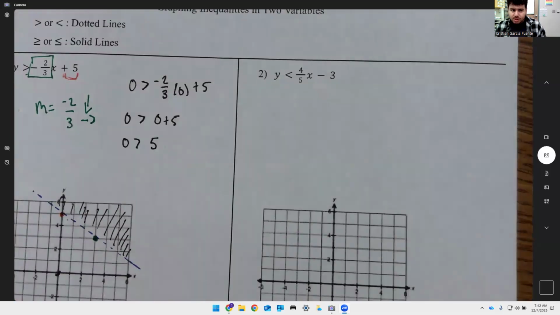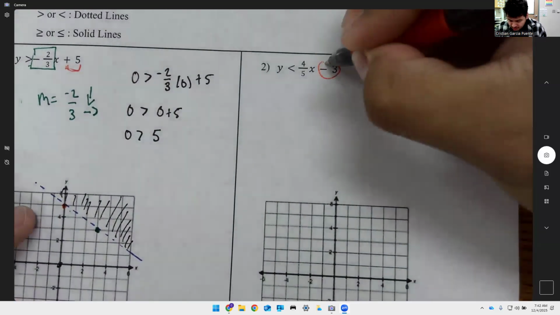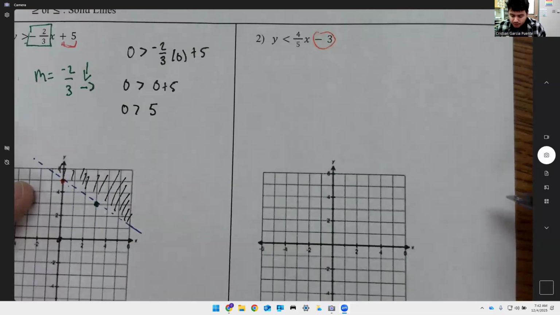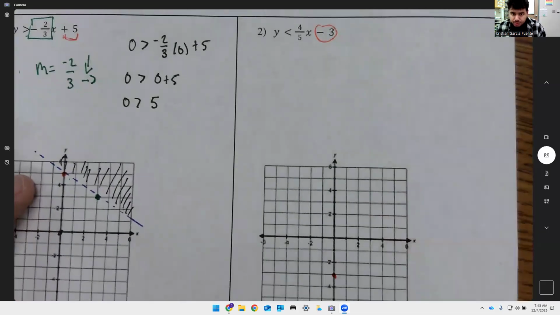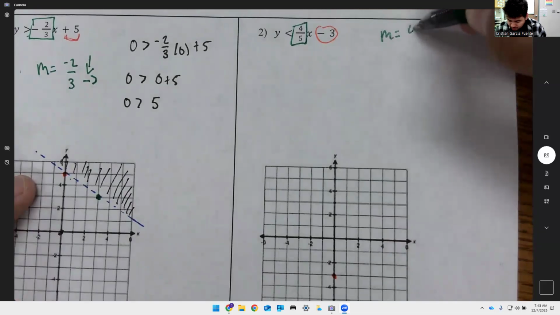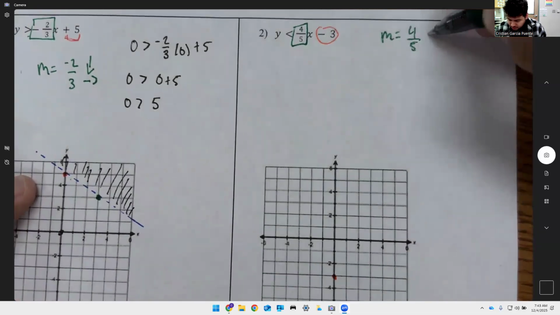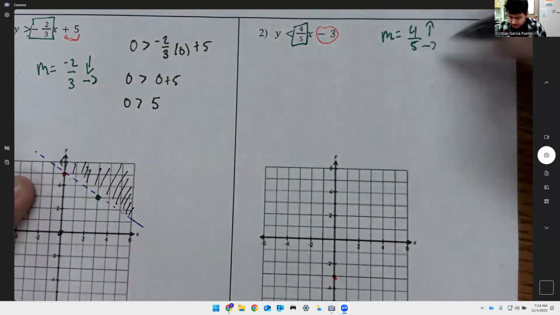All right, so for this next one, again, do the same thing. The -3 right here, this is what you're gonna be starting on the y-axis. So go -3 and put your point. Now, over here, the 4 over 5, that's your slope, that's your m. So your m is equal to 4 over 5. So the 4 is how much you're going up or down. Since it's a positive 4, you're going up 4. And the 5 is how much you're going right.